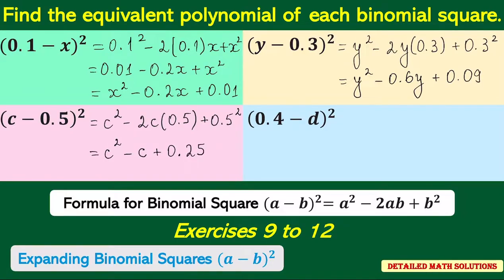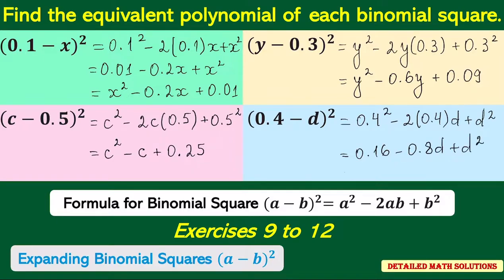And lastly, (0.4 minus d) squared equals 0.4 squared minus 2 times 0.4 d plus d squared. Or this equals 0.16 minus 0.8d plus d squared. And when I write this in a standard form, this equals d squared minus 0.8d plus 0.16.